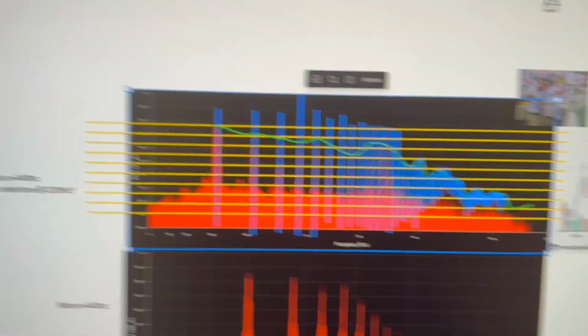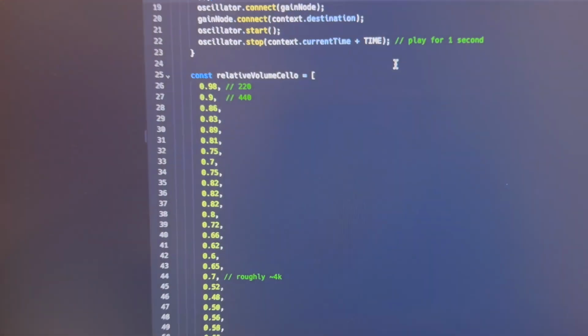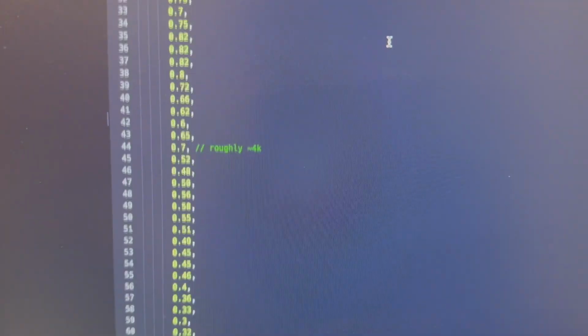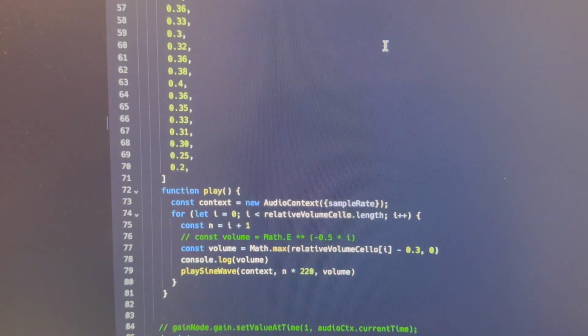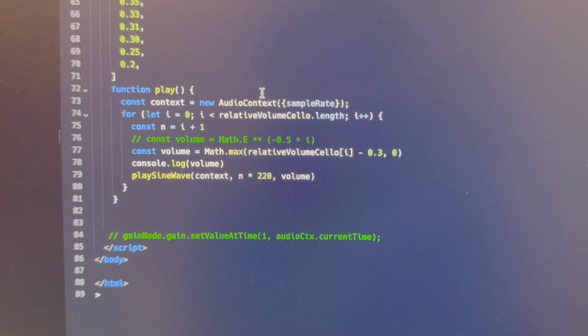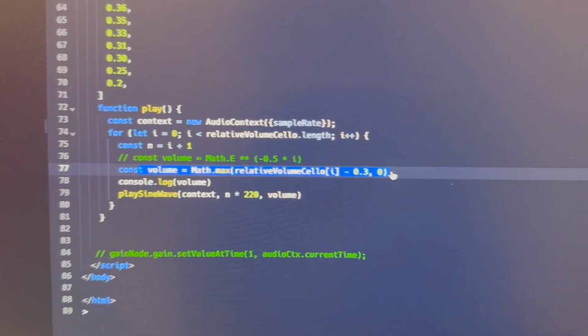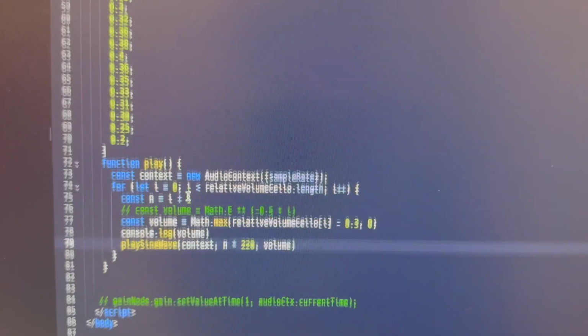But I just manually transcribed this in terms of variables. So I just eyeballed it and was like, here are the rough frequencies. And then we have this play function that just loops through this entire array and then applies the volume by playing the sine wave.